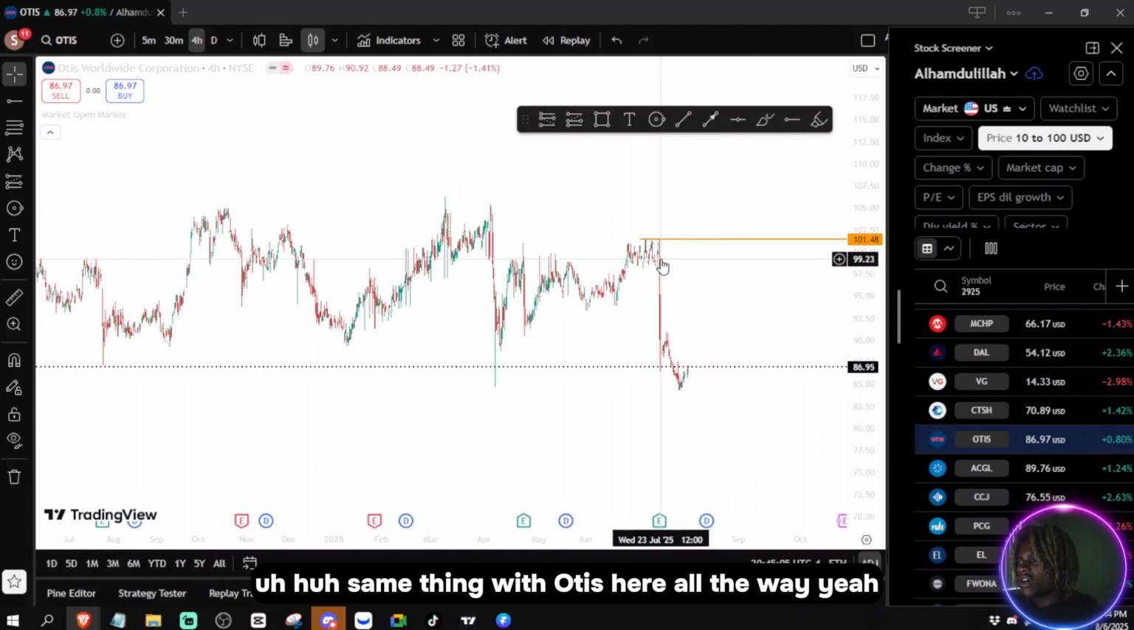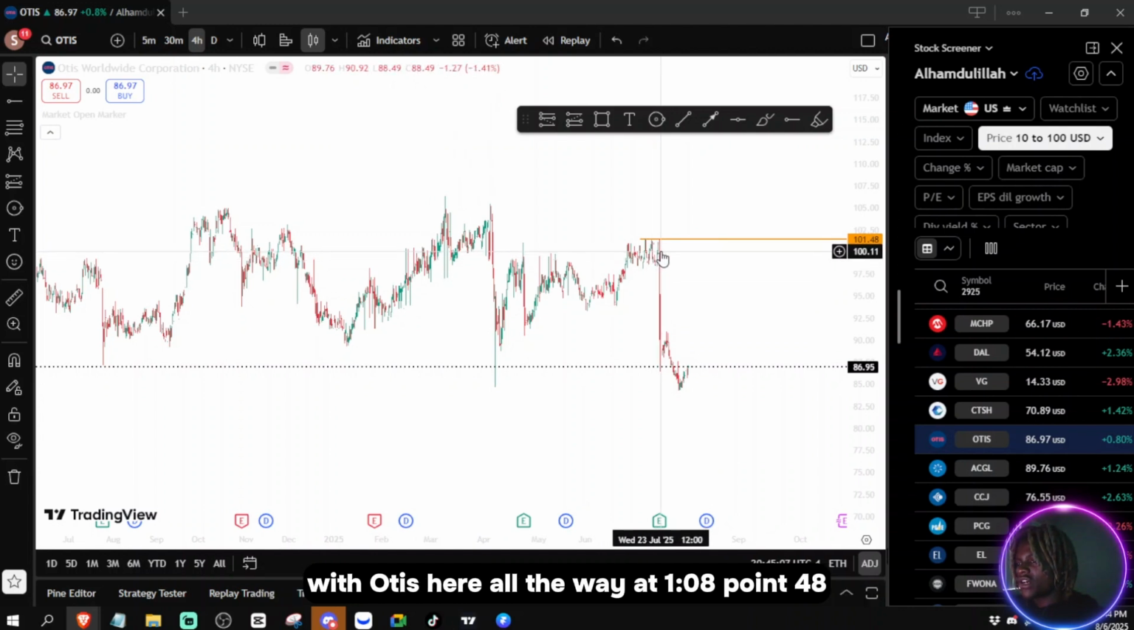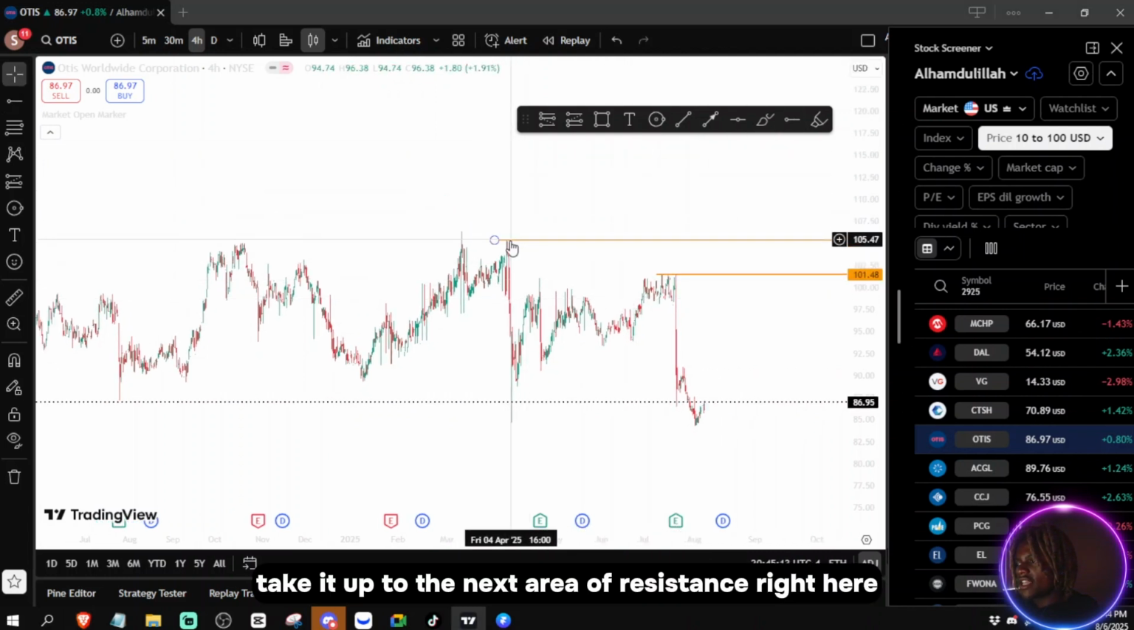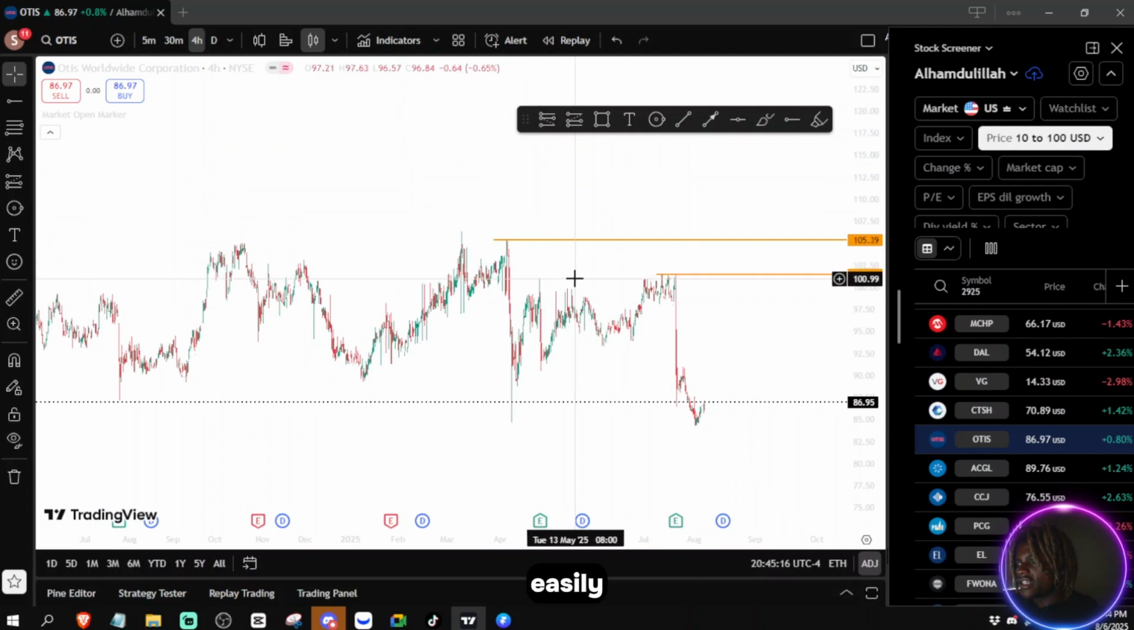Same thing with Otis here, all the way, it went away in 0.48. You could just wait for price to break above this area here, and take it up to the next area of resistance right here easily.